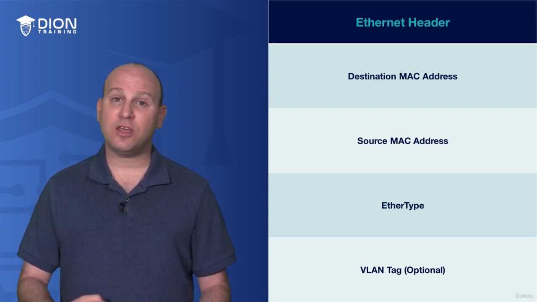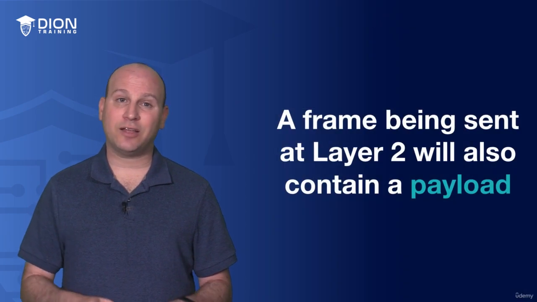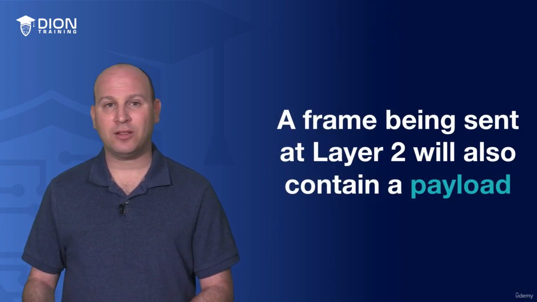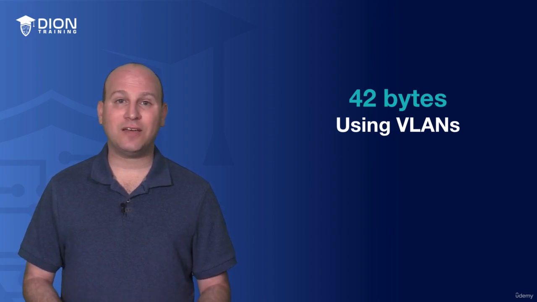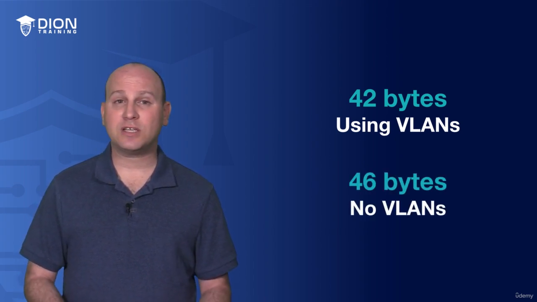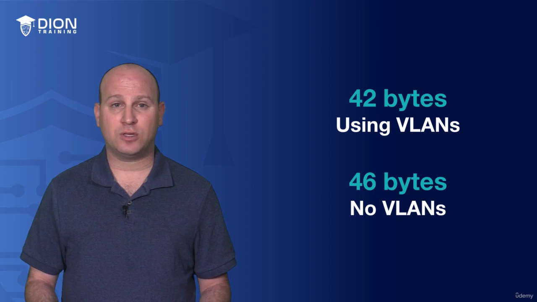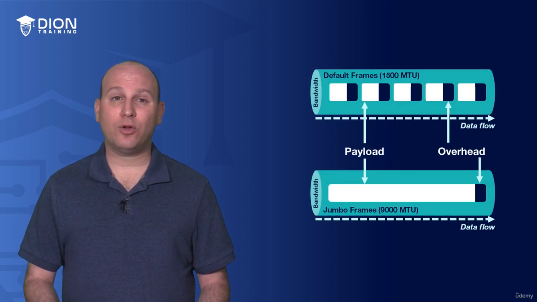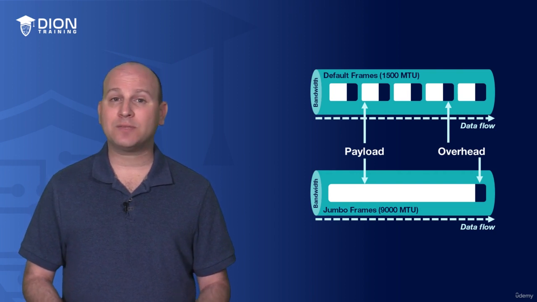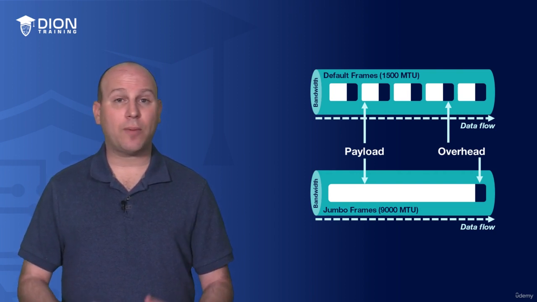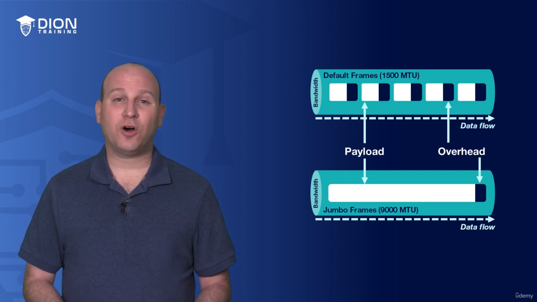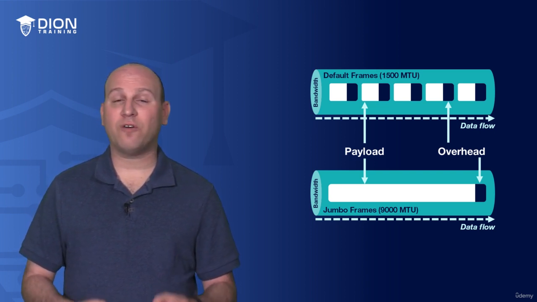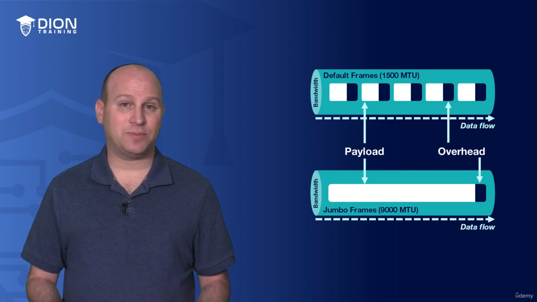Now, in addition to the Ethernet header, a frame being sent at layer 2 will also contain a payload. In Ethernet, the minimum payload is 42 bytes if VLANs are being used and 46 bytes if no VLANs are being used. Now, when you're trying to send a payload, there is a maximum size to this, known as an MTU, or maximum transmission unit. When we talk about payloads, this is the data we're trying to send across the network. By default, Ethernet uses an MTU of 1500 bytes as its maximum size.